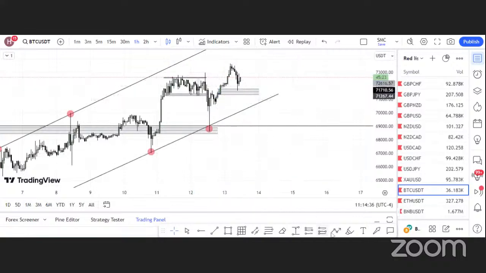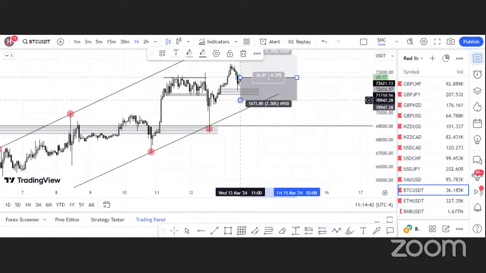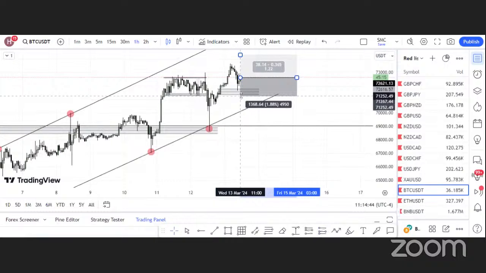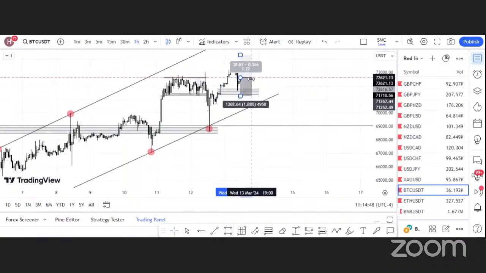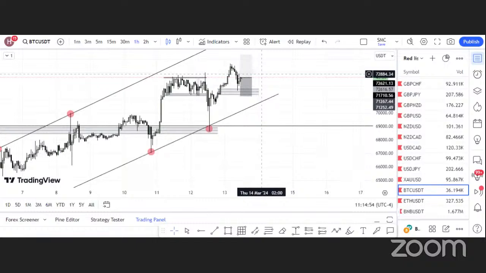The market has just come down to make a retest here. So what we'll be looking out for here is a buy trade. But we are not going to place this trade, because crypto instruments are very volatile.